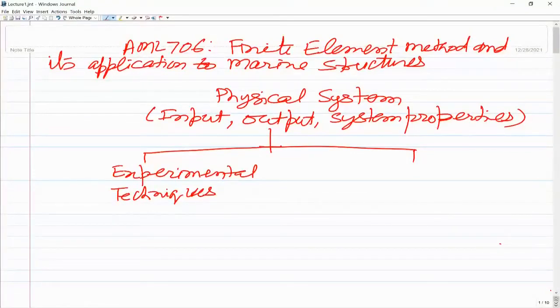The other is, of course, that you know this is costly and time consuming, and particularly if it's a new system you want to optimize, it will not be possible to make different physical systems with different system properties and study the input output relationship. So the other easier approach, which can be used for design and optimization of the system, is through mathematical modeling. So the other is mathematical model.